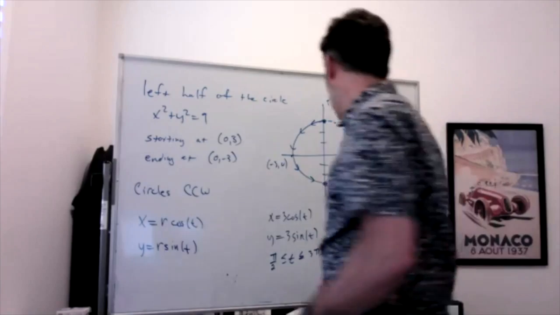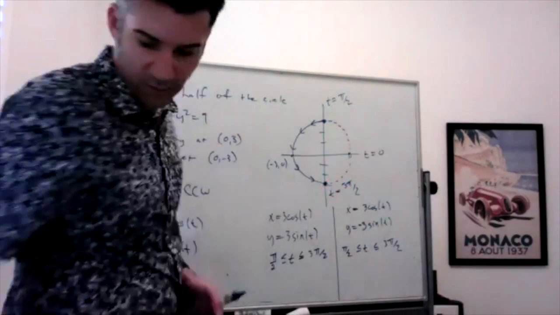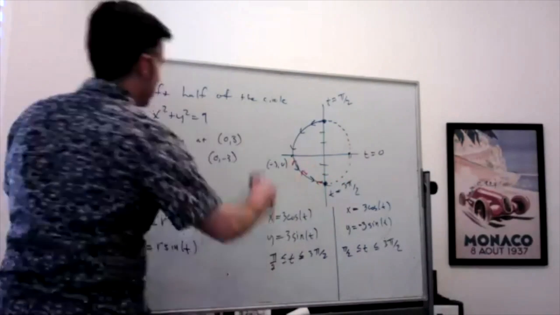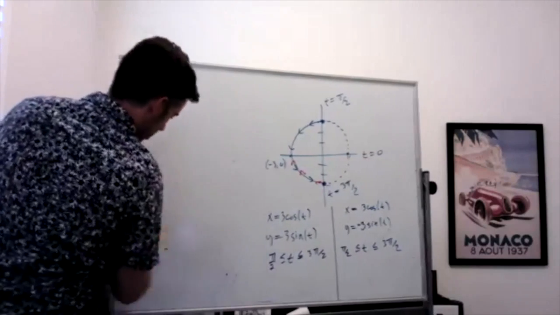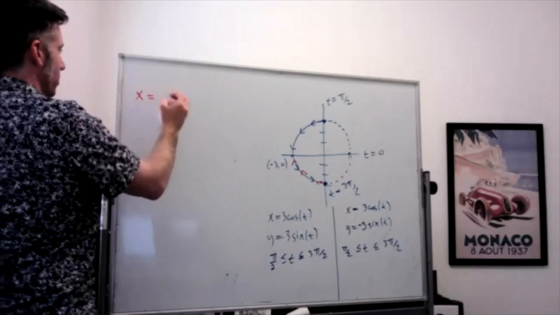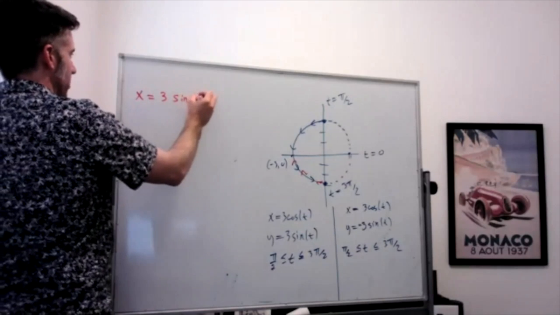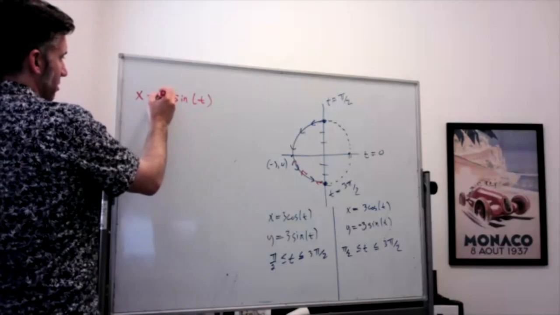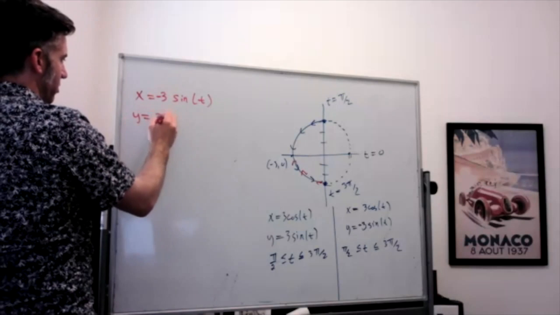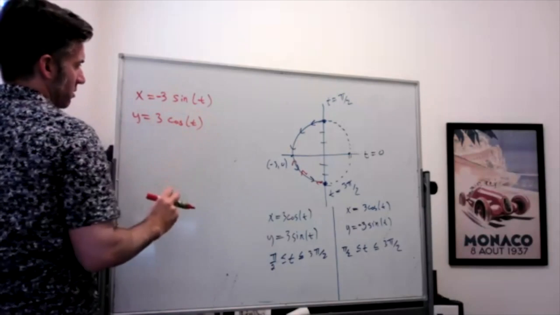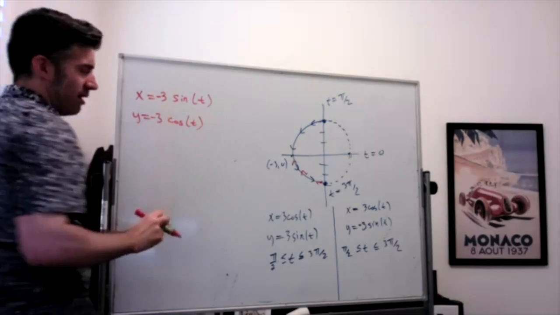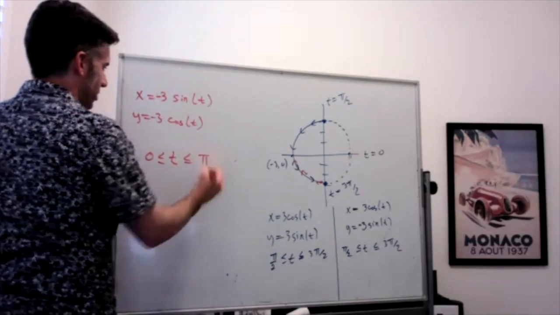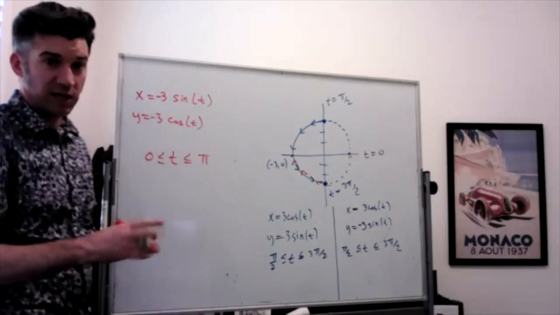Another way you can do this one, starting here and going this way, would be, and I'm really just going to have to work this out, you could do x equal to 3 sine of t, maybe negative 3 sine of t, and y equal to 3 cosine of t. Maybe negative. Actually, no. Let's see. I'm really just working it out. Where t goes from 0 to pi. So let's see if this works. I might have to change some of my signs.